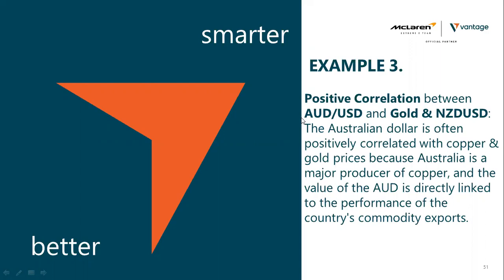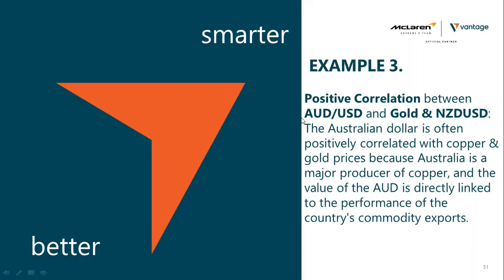The NZD economy also has a lot of metal production and agricultural production, and all that is connected to the NZD economy. So you will see that AUD/USD has a positive correlation with NZD/USD and also a positive correlation with gold. Why positive correlation with gold? Because the Australian economy is based on a lot of gold production. So when gold does well, the Australian economy does well. So that's the positive correlation.